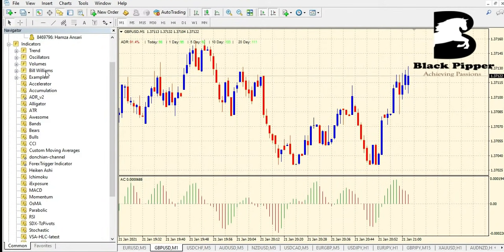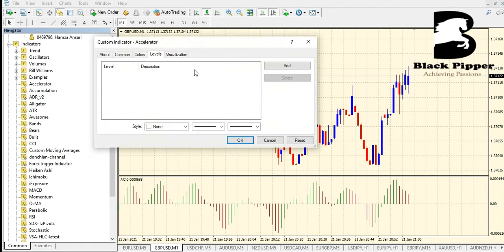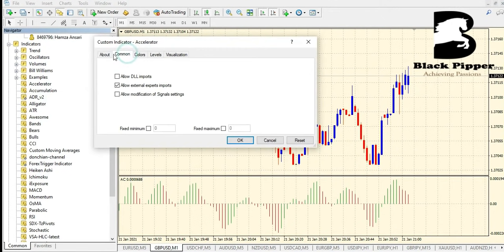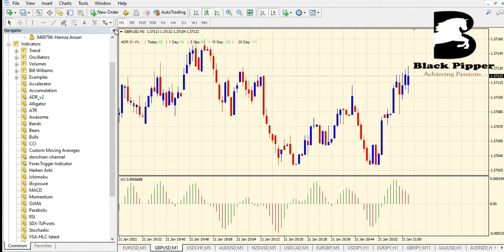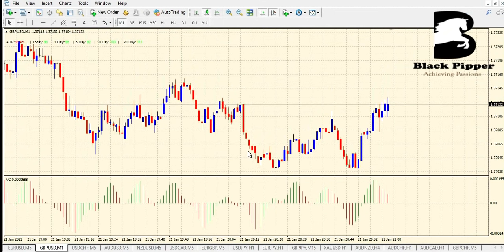Simply go to your navigation bar and see the indicator list. In this indicator list, you'll find your accelerator indicator here. Simply go with the default settings. Nothing should change. Simply click on OK. I have already installed one, so I'll be going with one indicator. Okay, so let's get started.